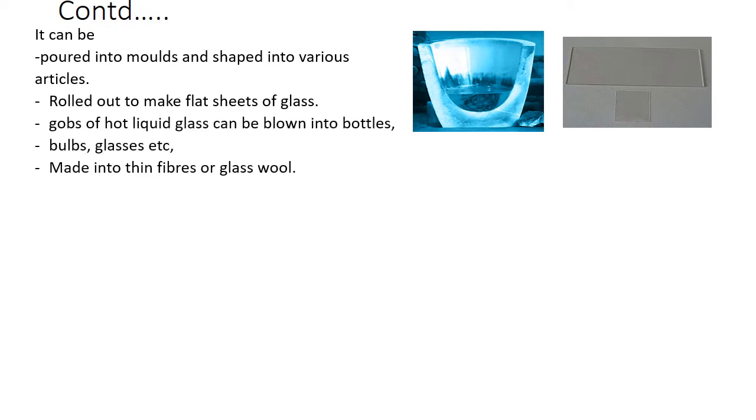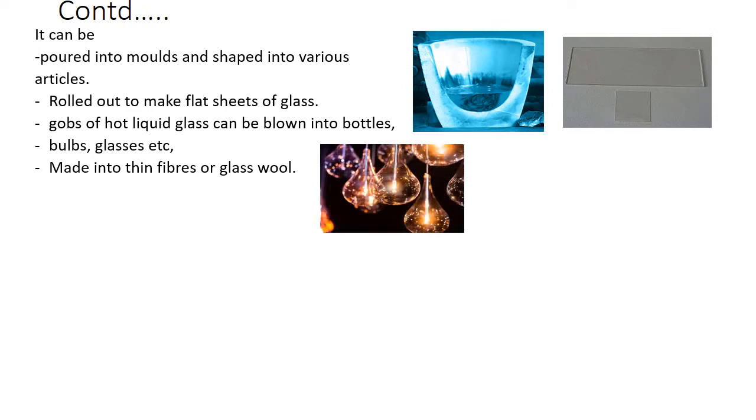Next is the gobs of hot liquid glass. I told you when heat of a high temperature is applied, the gobs of hot liquid can be blown into bottles. You have to blow it out. Blow it out and you can get bottles, bulbs, or the desired shapes, and even made into thin fibers or glass wools. So you can see the lovely lit bulbs over there, right? And then we go to the properties of glass.